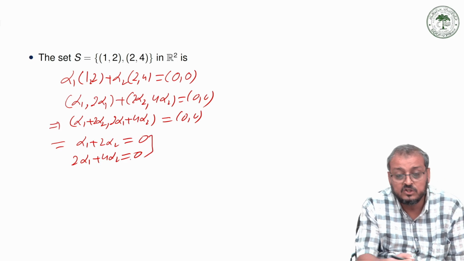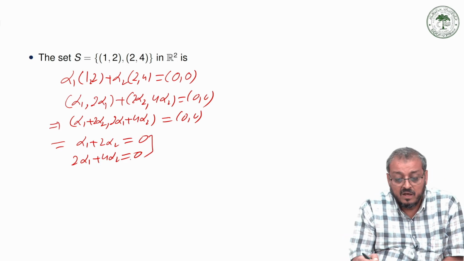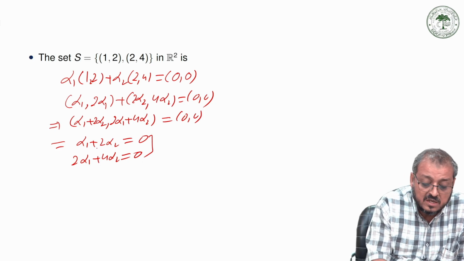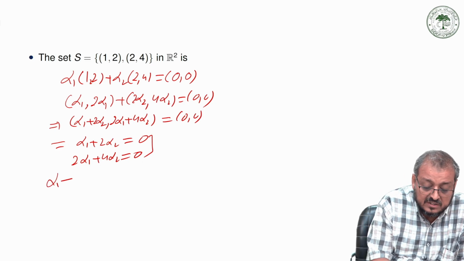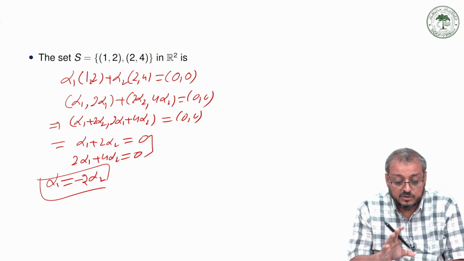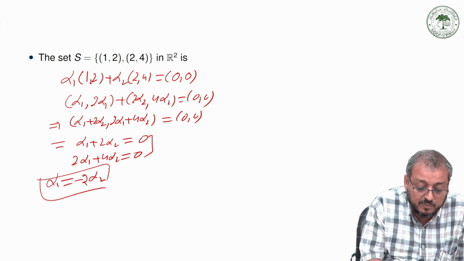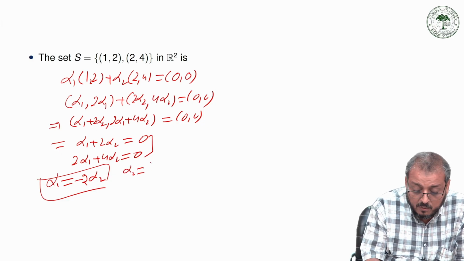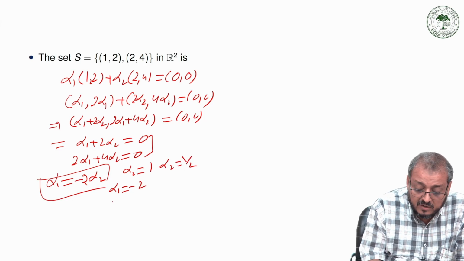Now we can say that these two equations are parallel, and if they are parallel, then there are infinitely many solutions. Otherwise we can say that α1 is equal to minus 2 times α2, so α1 depends upon the value of α2. If we take α2 equal to 1, then α1 is equal to minus 2. If we take α2 equal to a half, then α1 is equal to minus 1.